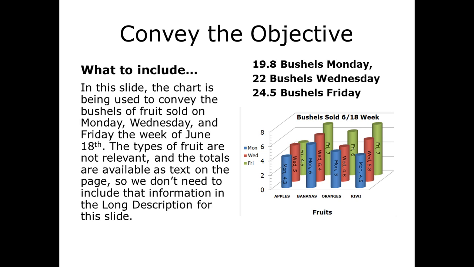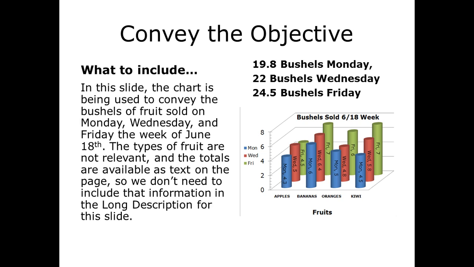What do we include? In this slide, the chart is being used to convey the bushels of fruit sold on Monday, Wednesday, and Friday, the week of June 18th. The types of fruit are not relevant in this particular slide, and the totals are available as text on the page, so we don't need to include that information in the long description for the slide. In that case, we're just going to talk about how many bushels in each category were available on each day.